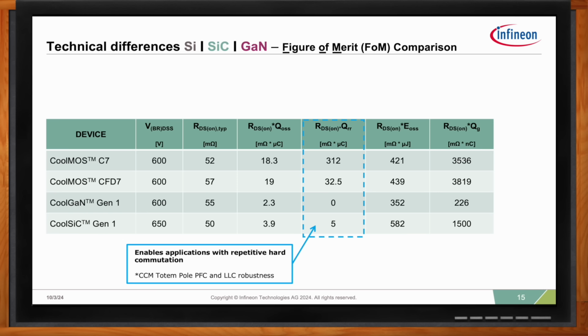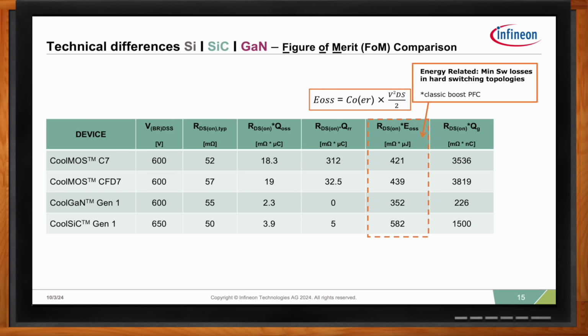in this category. On the other hand, looking at RDS(on) times EOSS, which is a critical figure of merit, especially for single-ended topologies such as classic PFC or flyback converters, it signifies the dissipated energy stored in the output capacitance of relevant devices. And so while the GaN advantage is not as profound compared to the other two figures of merit we just reviewed, it still outperforms the silicon as well as the silicon carbide.